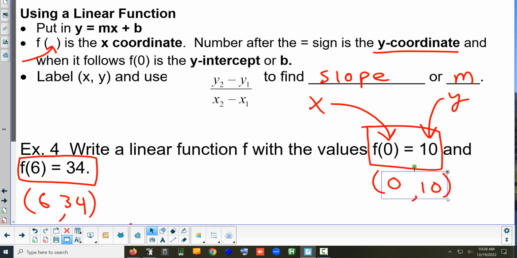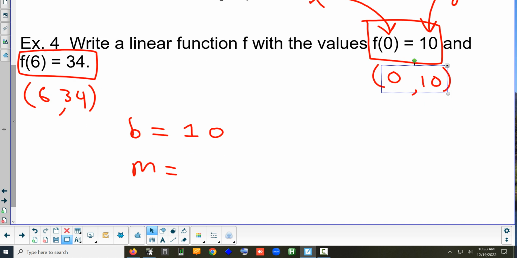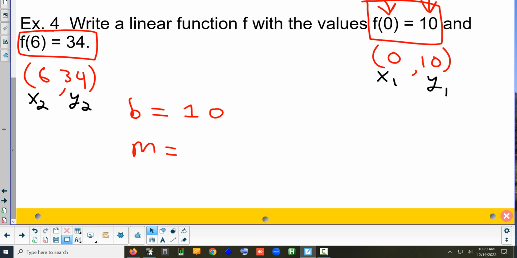And my slope is the y2 minus y1 over x2 minus x1. Let's call this one my first x and my first y. And let's call this second x and second y. Abigail, what's y2? 34. Oh, sorry, I wasn't very clear. Natalie, what's y1? 10.